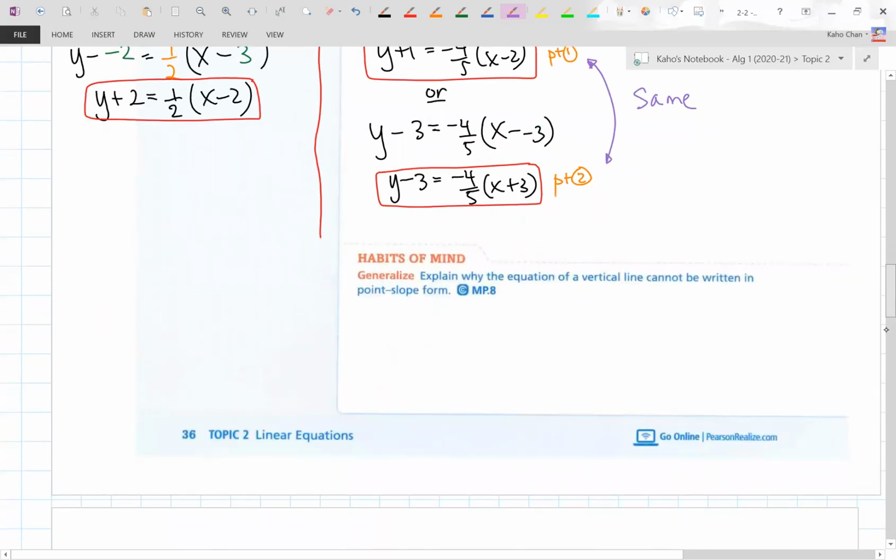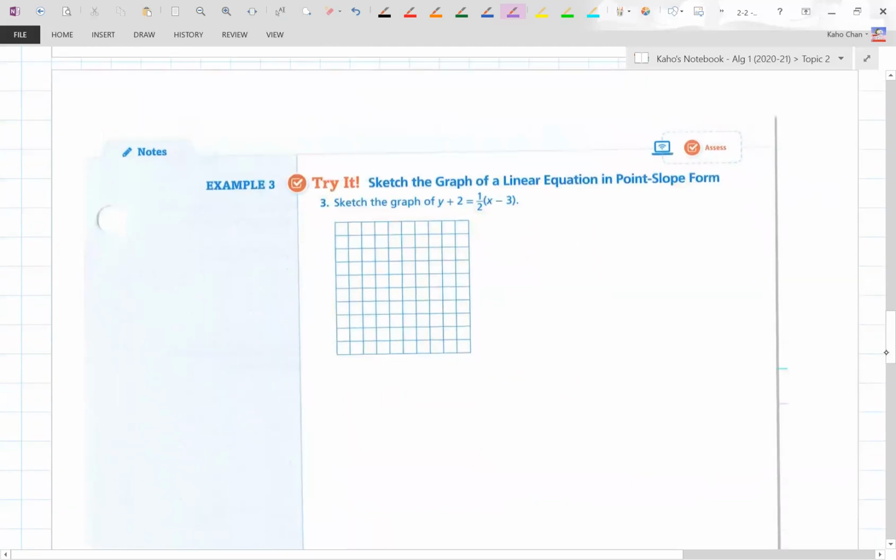Let me know if you have any questions. Sketch the graph of a linear equation in point-slope form. Sketch the graph of y plus 2 equals 1/2 times x minus 3. Now we've got to work backwards here. This is a little tricky. Let's go ahead and put in our coordinate plane, made of axes here.